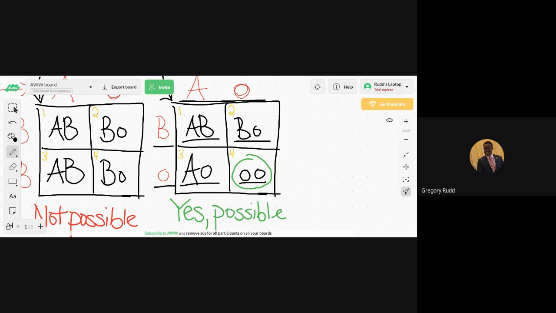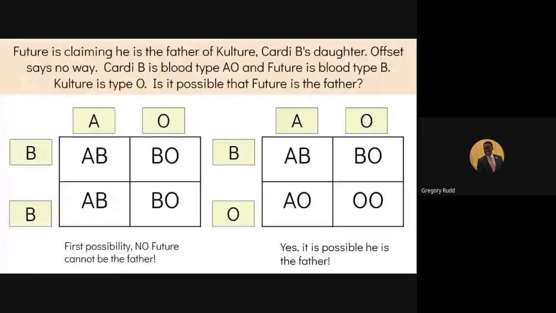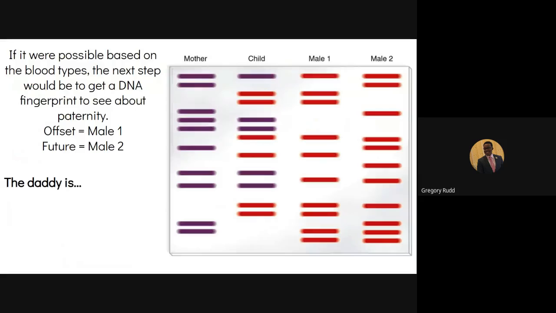Good job. All right. So the next step in order for us to determine if Future is actually the father, I'm sorry, I wasn't showing, but this shows exactly what we just did. Yes, it is possible. Now, this is kind of a throwback to our 5th unit when we talked about genetics and we did DNA identification, or DNA fingerprinting. Actually, I think that was the 6th unit. But our next step to actually figure it out is to do a paternity test to figure out who the father is.